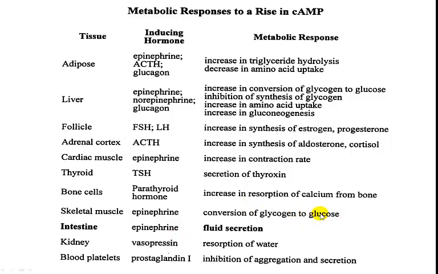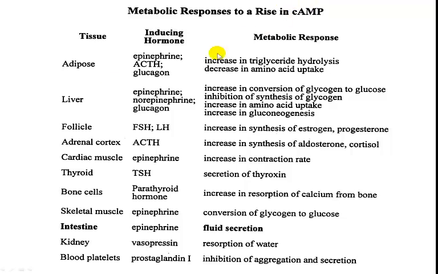So glycogenolysis is increased, and glycogenesis will be attenuated at least. And in the intestine, the epinephrine will affect fluid secretion. And then the kidney, vasopressin, the resorption of water. And blood platelets, prostaglandin 1, the inhibition of the aggregation and secretion of the platelets. Okay, so this sounds like a list of the action of these hormones, the effect of these hormones, the metabolic response on the target tissues.